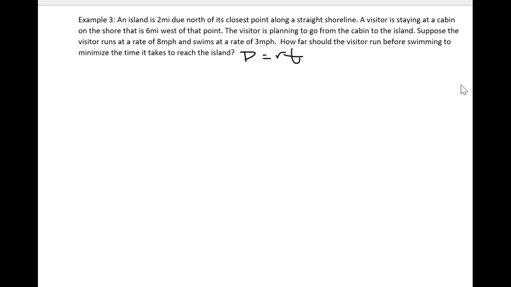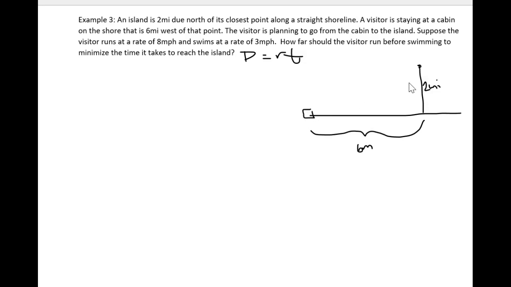So for the example, an island, we'll call this the island, is 2 miles due north of the closest point along a straight shoreline. So that means 2 miles right here. A visitor is staying at a cabin on the shore that is 6 miles west of that point. The visitor is planning to go from the cabin to the island.